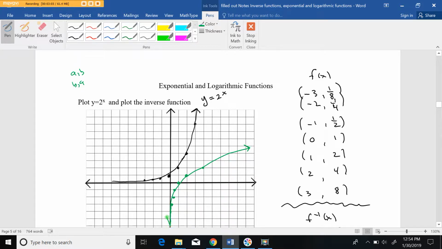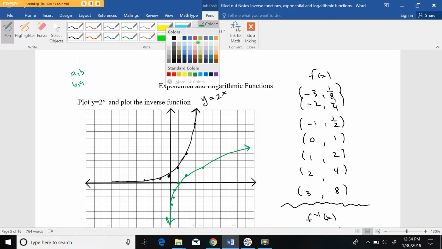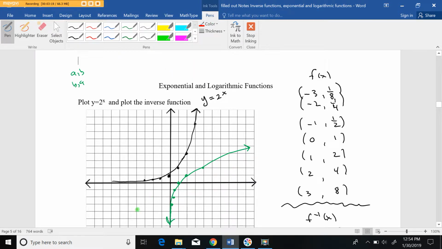I made a video about graphing a function against its inverse, and hopefully we remember that when you graph a function against its inverse, the graphs are symmetric about y equals x. If you look at this, you notice that this green graph is a reflection about that line, y equals x.